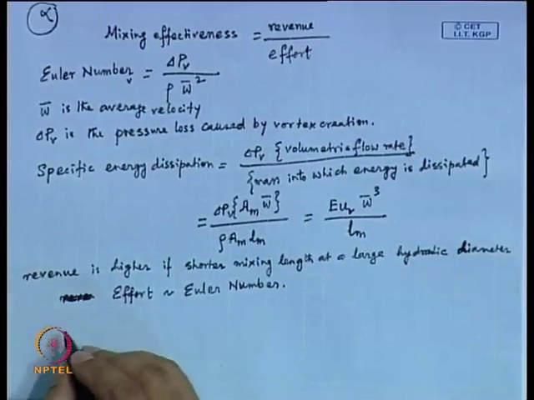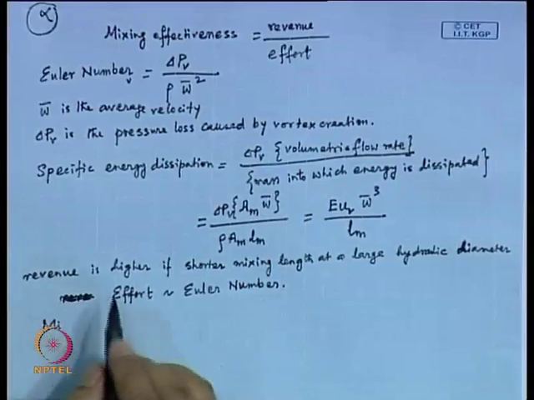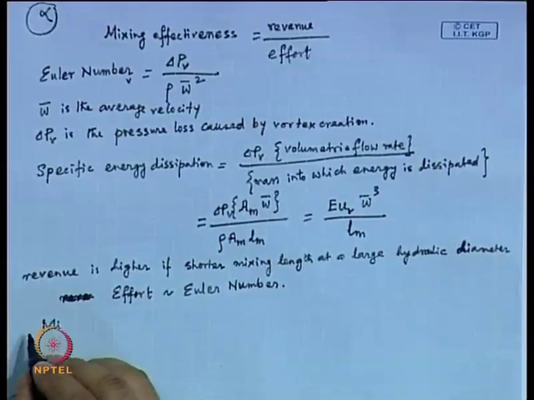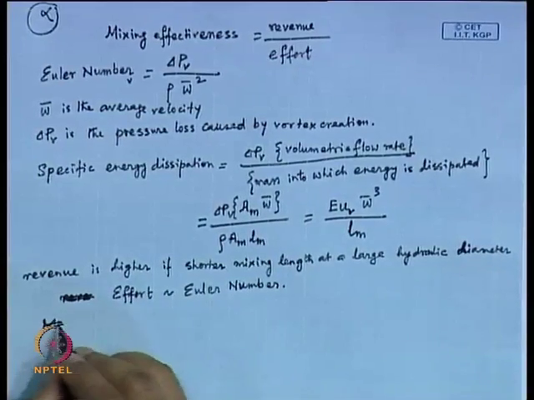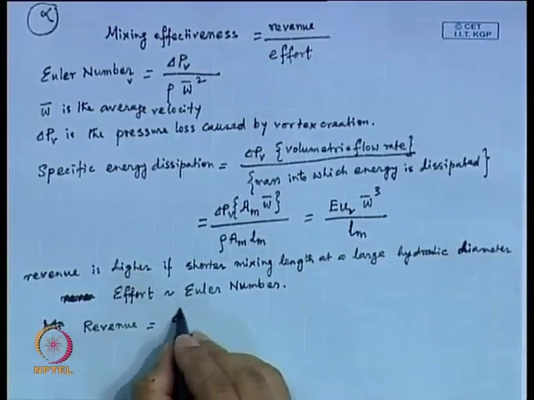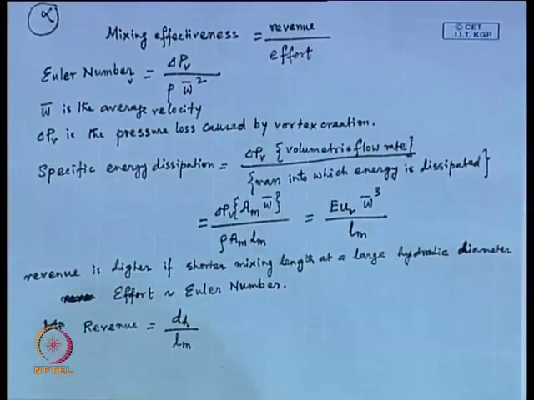Okay. So, this mixing effectiveness, now we said revenue is higher if shorter mixing length at a larger hydraulic diameter. So this revenue then in that case is equal to dH, hydraulic diameter, divided by mixing length. In the sense that if you have a shorter mixing length, then the revenue would be higher, and if you can do it for a large volume of stream, that means if you have a higher hydraulic diameter.